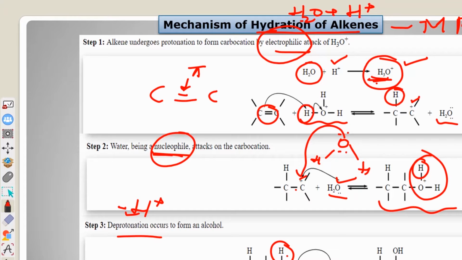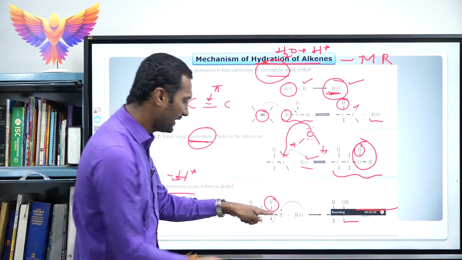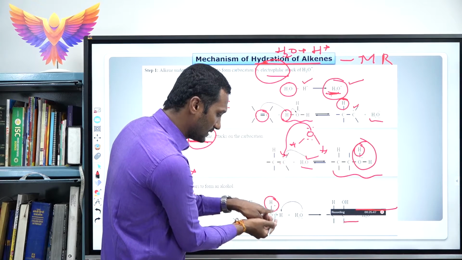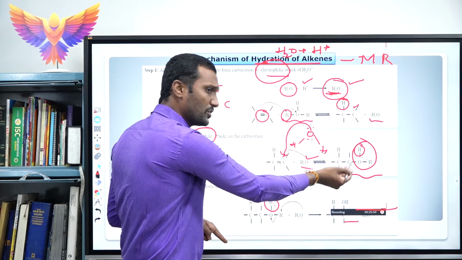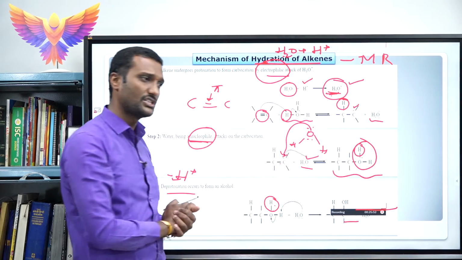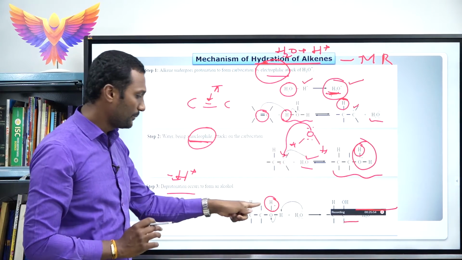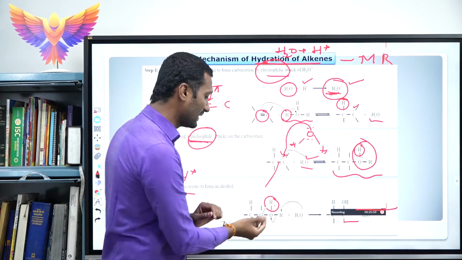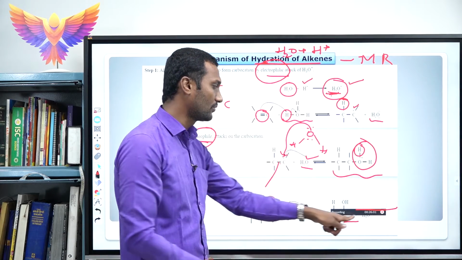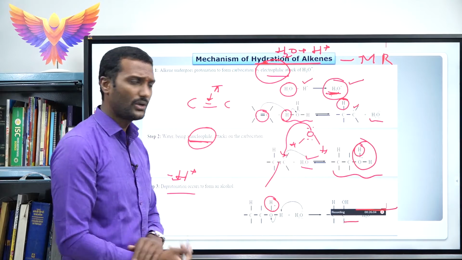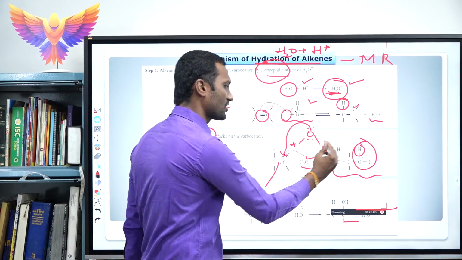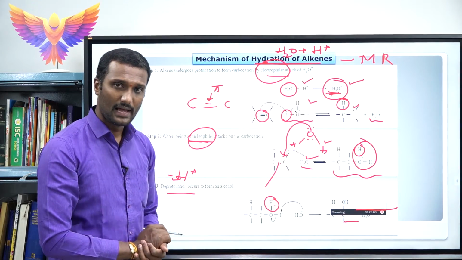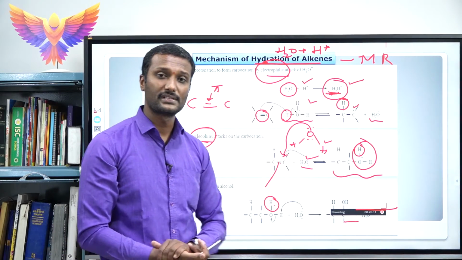When a hydrogen is removed from this, the product is obtained, that means alcohol. Again I will repeat. When one of the hydrogens is removed from the second step product, that is the deprotonation, forming alcohol. Again that hydrogen combines with water to form a hydronium ion. You can observe the first step and second step are reversible and the third step is an irreversible reaction.